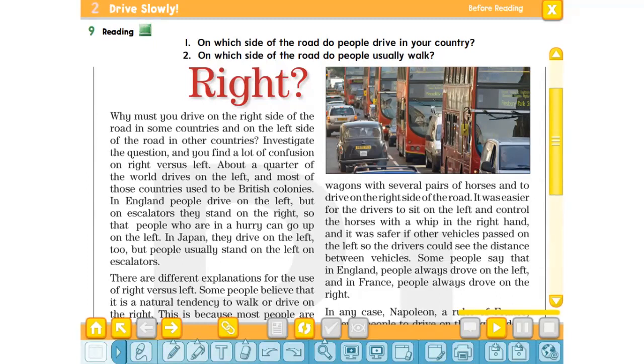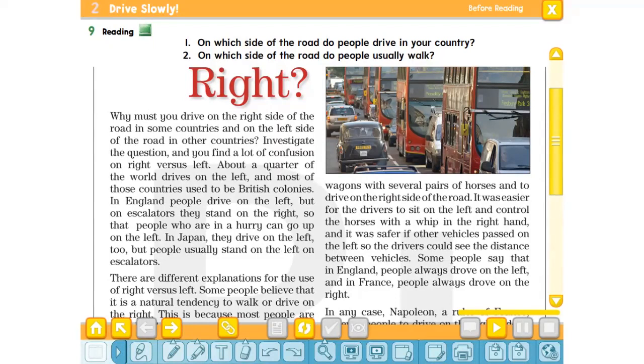On right versus left. About a quarter of the world drives on the left. And most of these countries used to be British colonies.